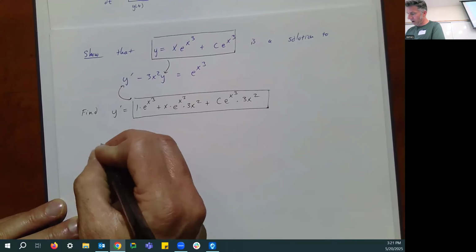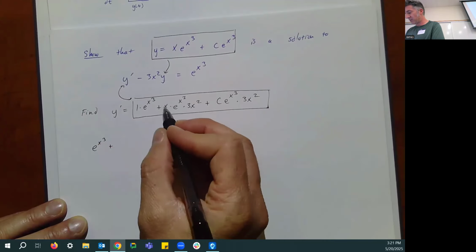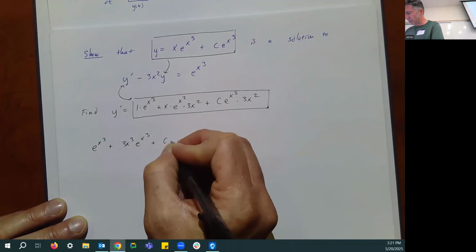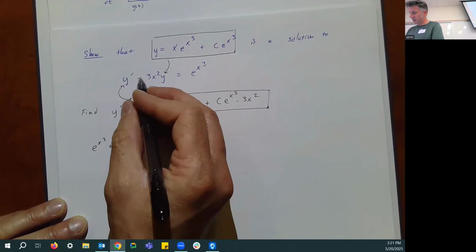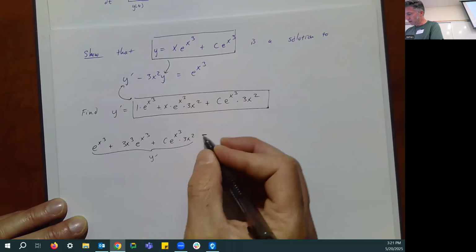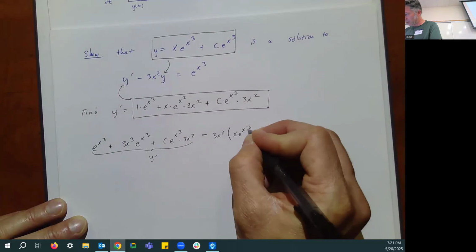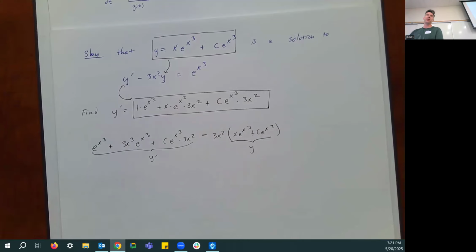So I'm going to have my y prime, which is e to the x cubed plus, simplifying this, 3x squared times x, which is 3x cubed e to the x cubed, plus c times e to the x cubed times 3x squared, minus, so that's all of y prime right there, 3x squared times my y, which is x e to the x cubed plus c e to the x cubed. And here's what I'm not going to do. I'm not going to say that's equal to e to the x cubed. I want it to be, but I don't just get to say it is. So I'm just going to simplify the left-hand side until I get to where I hope I end up.